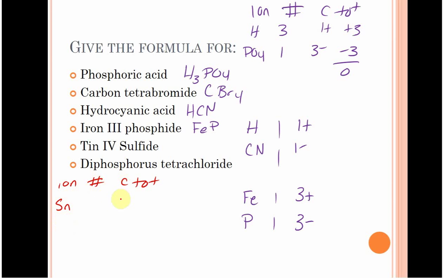So tin(4) means 4+. Sulfur is sulfide. This is in group 6, so it's got a 2- charge. Lowest common denominator here is 4. So to get to 4, we just need 1 tin, 2 sulfurs. So this is SnS2 for tin(4) sulfide. Prefixes here. Diphosphorus means P2. Tetrachloride means Cl4.